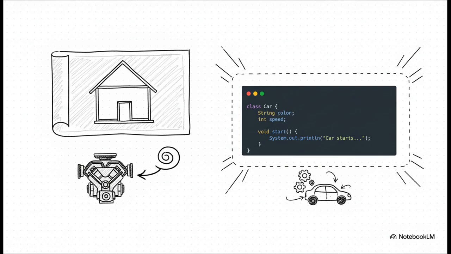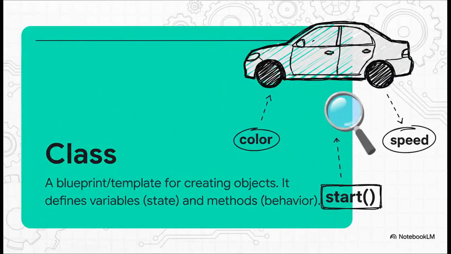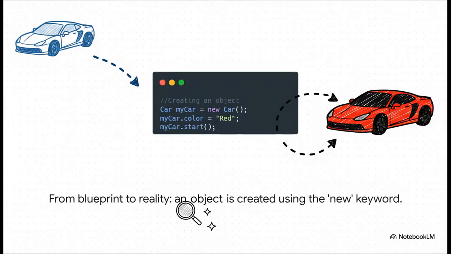As you can see in this little code snippet, we're not building a car, we're defining the idea of a car. Now, this is the crucial part to get. A class isn't the car itself, it's the concept of a car. It just outlines what any car should have, like you see here, properties for color and speed, and what it should do, like a function to start. It's the master plan.